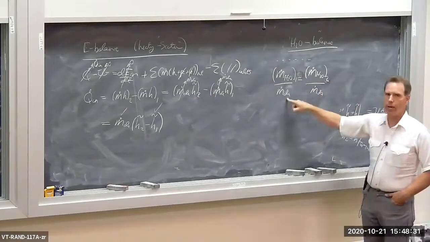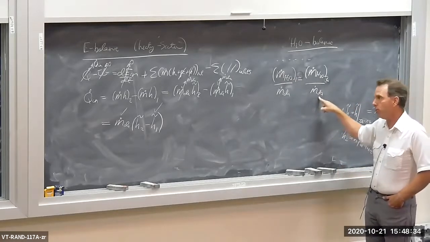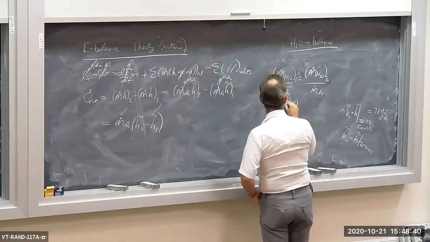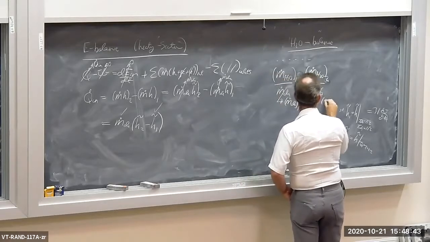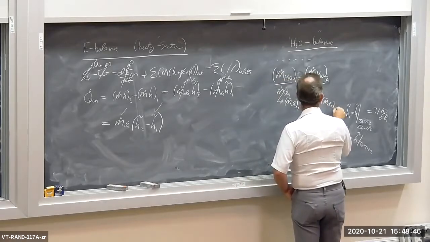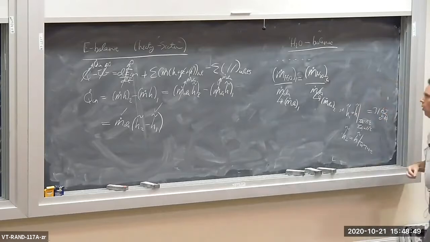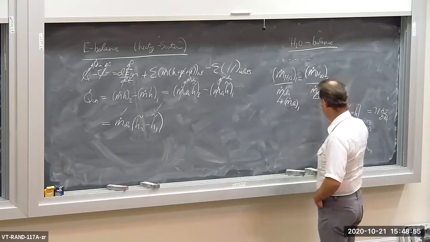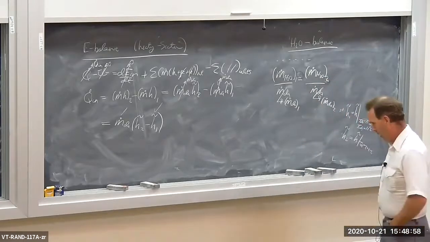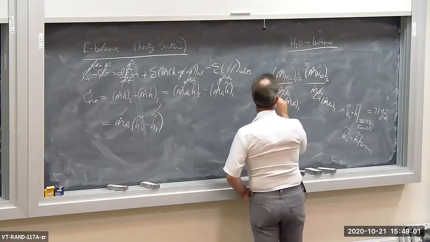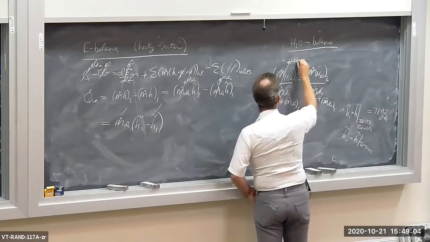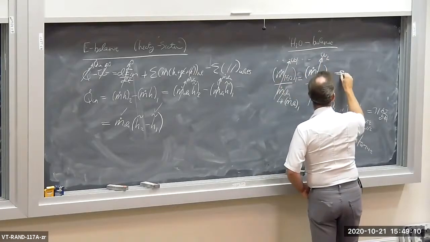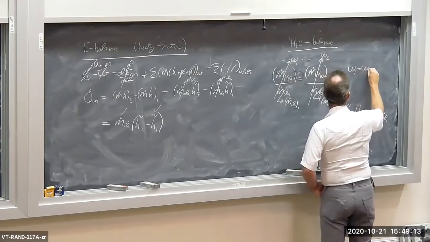So this is really m dot dry air 1, and that's m dot dry air 2, because the m dot dry air is the same in and out. Well, what is this quantity? M dot H2O over m dot dry air at the inlet and the outlet. That is the humidity ratio. So this is omega 1, and this is omega 2. So we get omega 1 is equal to omega 2.